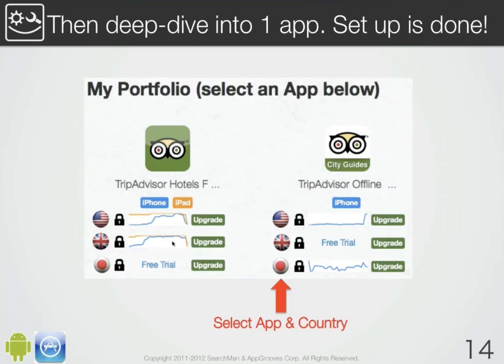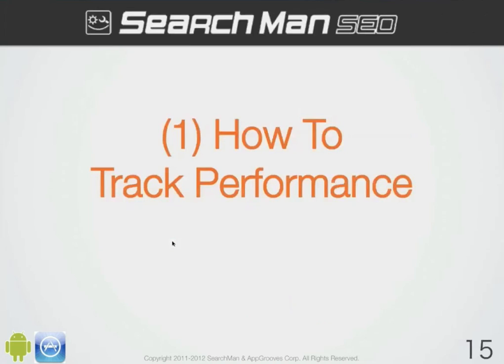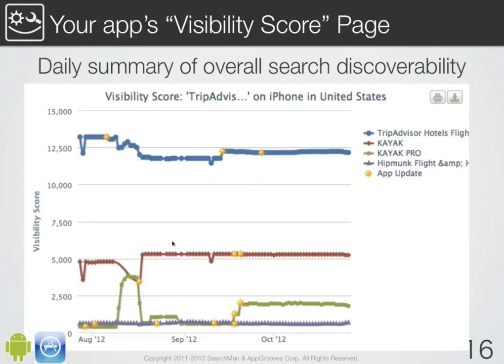First, let me talk about how users are currently tracking their performance. The most popular feature that we have, everybody's default homepage, is the visibility score page. Essentially, this is a mathematical computation we figured out, and it summarizes an app's overall search discoverability every day. It compares your app to stated competitors that you have, so you can understand how you're trending. These little stars here, I hope you can see them, are app update dates.